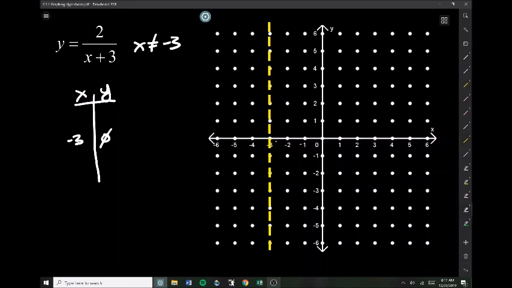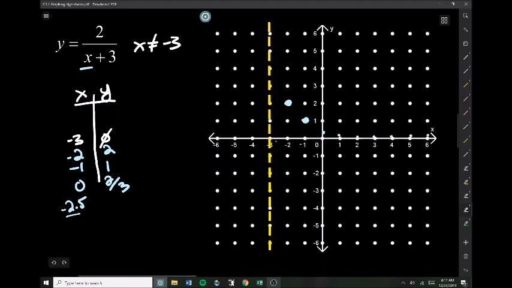Some numbers bigger than negative 3. I'll do negative 2 and negative 1 and 0, but I'll also probably do negative 2.5 because it's really close to negative 3. If we plug in negative 2 for x, negative 2 plus 3 is 1, and 2 divided by 1 is 2. So you plug in negative 2, you get out 2. If you plug in negative 1 for x, negative 1 plus 3 is 2, and 2 divided by 2 is 1. So you plug in negative 1 and you get out 1. If you plug in 0 for x, 0 plus 3 is 3, and so we have 2/3. 0, 2/3. This is going to keep going closer and closer to 0 as we go to the right.